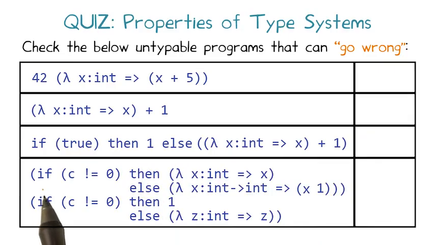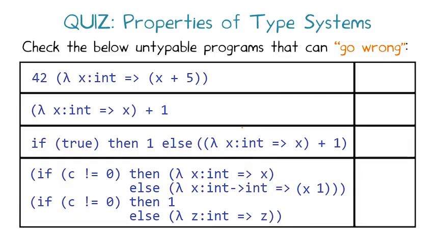And finally, if c not equal to 0, then lambda x of type int yields x, else lambda x of type int arrow int yields x applied to 1, and the whole thing applied to the expression if c not equal to 0, then 1, else lambda z of type int yields z. All of these programs are untypable according to the rules we have described in this lesson.